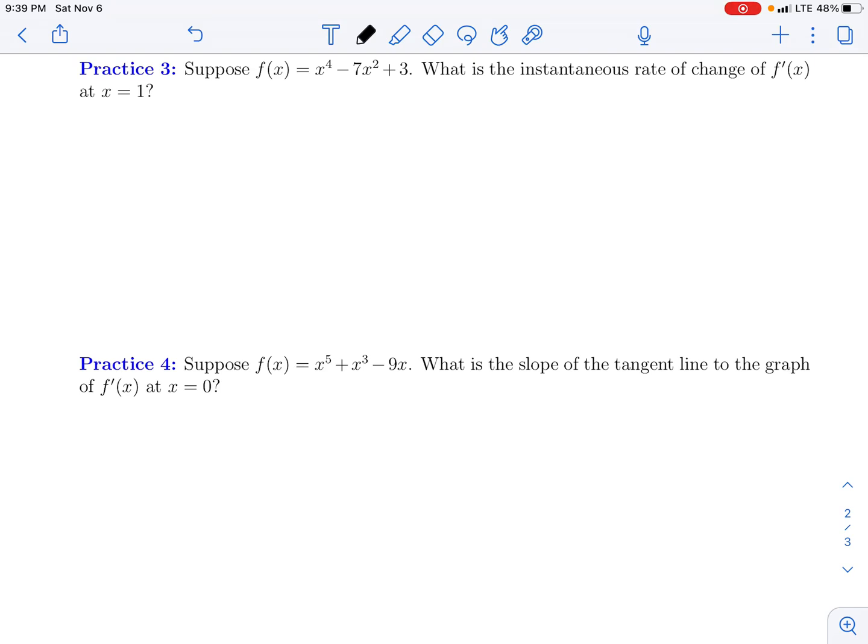Okay, so now let's look at this example. It says, suppose f of x is equal to x to the fourth minus 7x squared plus 3. What is the instantaneous rate of change of f prime at x equals 1? Okay.